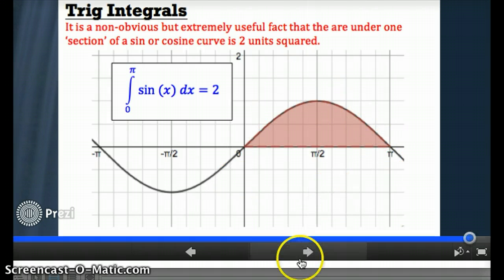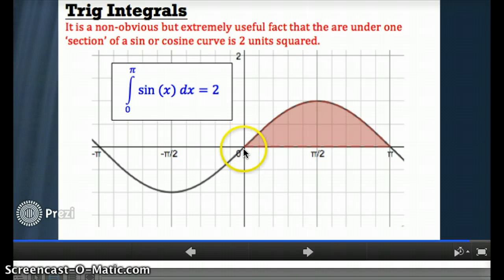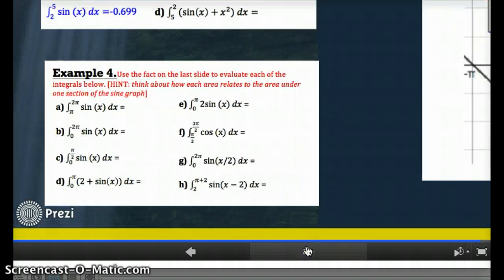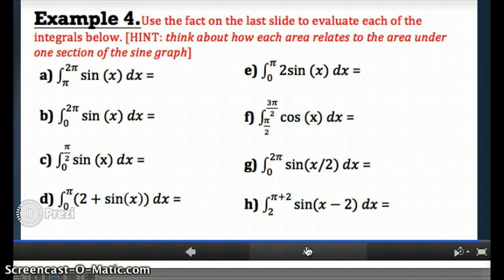So take this fact, the fact that the integral from 0 to pi under the sine curve is 2, and see if you can use it to evaluate these 8 integrals. The answer is, of course, yes, you can, but the question is, can you see how?